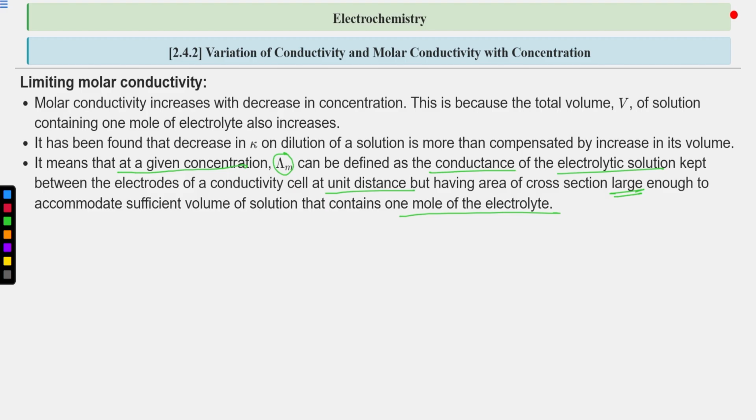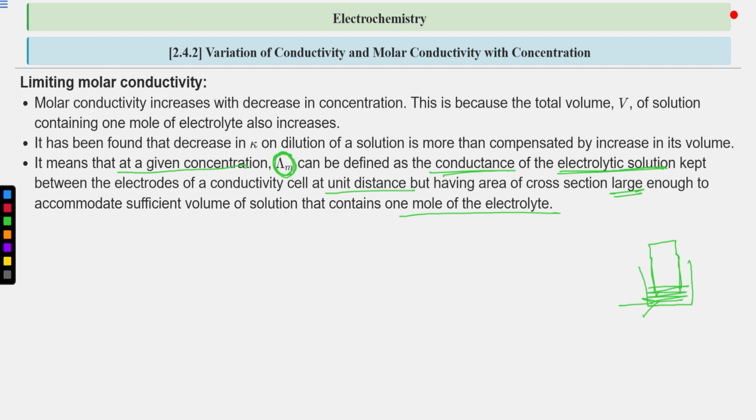Okay, so we are defining the molar conductivity again, that at a known concentration of the solution, the lambda m, that is molar conductivity, is defined as the conductance of electrolytic solution. Electrolytic solution means a beaker having electrolytic solution. It is having the electrodes dipped in them, and they are connected by the wire through which the current is flowing. Okay, so we are defining the conductance for this solution.